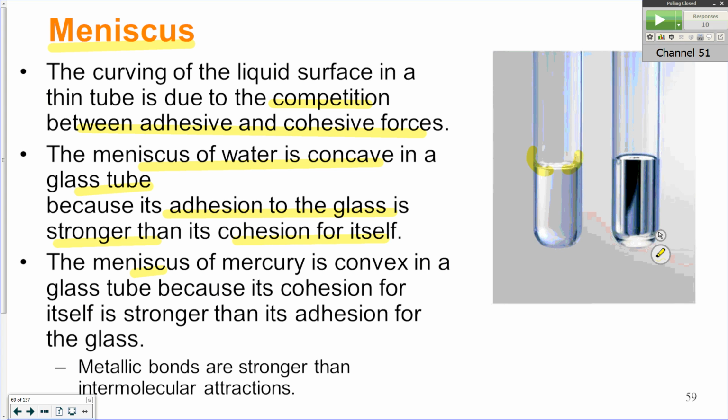If we look at the opposite tube, it has mercury in it. With mercury, it's convex instead of concave because now the cohesive forces are the strongest, the forces between the mercury molecules themselves. So they're trying to stick with themselves more than the glass. So the meniscus inverts and goes the other way. We can learn by simply putting a substance inside of a glass tube and looking at the shape: is it a polar or non-polar substance? If it's polar, it's going to be concave. If it's non-polar, it's going to be convex in its shape.